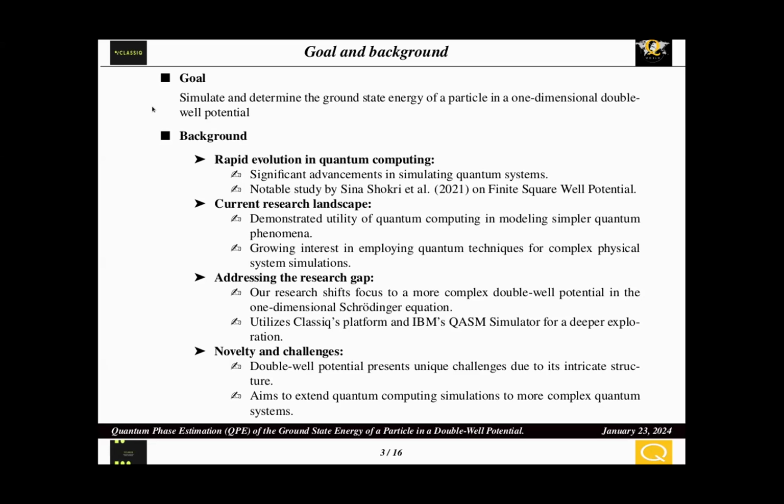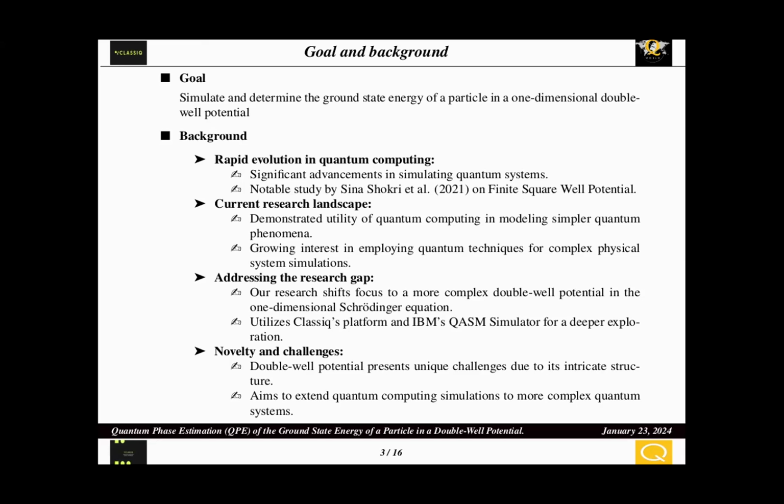And there is the study by Schirman et al., published in 2022 on finite square well potential, in which they estimated the ground state energy of a particle in a finite square well potential, and that demonstrates the utility of quantum computing in modeling simple quantum phenomena. However, there is a growing interest in employing quantum techniques for complex system simulation.